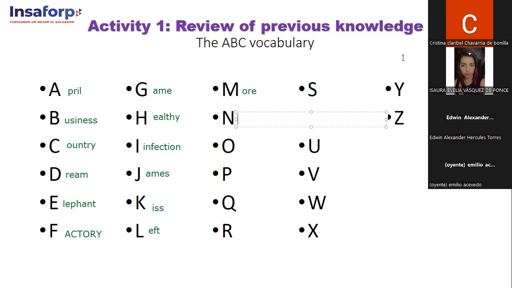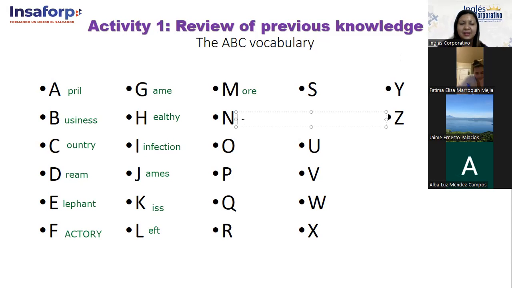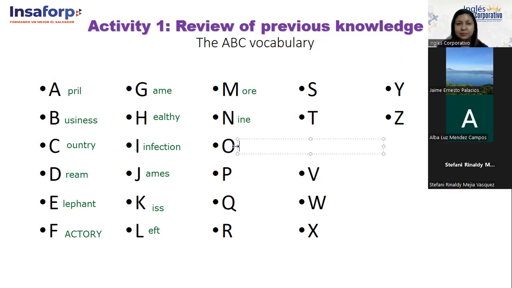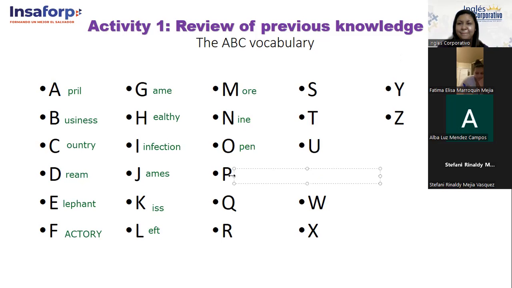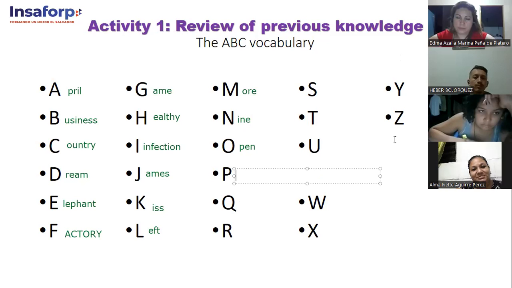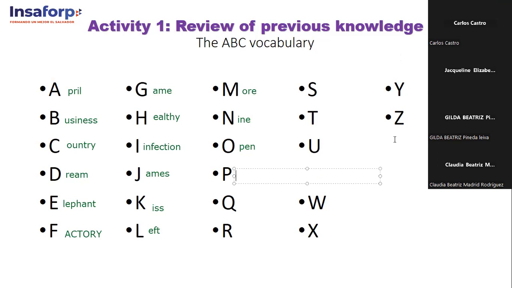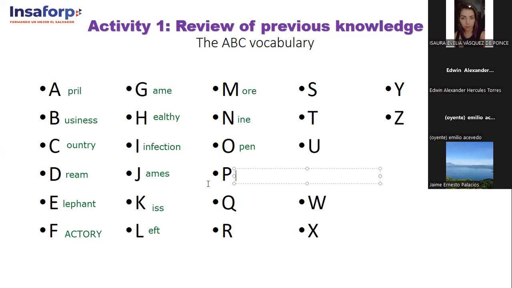Nine, nil. Okay, next have a nine, okay? Letter O. Open. Yes. Letter P. Plural. Ana, ya cada quien tiene una letra asignada. Sorry. Okay, letter P. Who had the letter P? People. Okay, pickles.